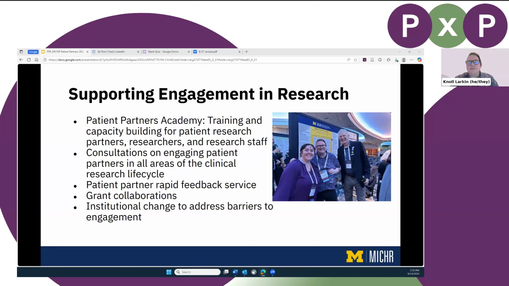We've heard from faculty members that pre-award is a big challenge in gathering your patient partners and submitting grants. So we're trying to address those gaps, grant collaborations, and maybe most importantly, we're really looking at institutional change initiatives. So how can we work within the state of Michigan, nationally and even internationally, to remove barriers and really create an environment where patient engagement is expected and supported.